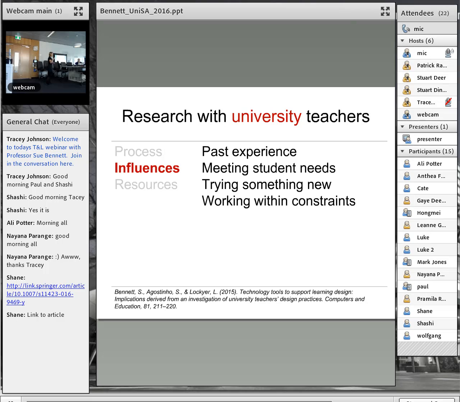Often they wanted to try something new. That was an influence on their design. I want to try something out. I want to experiment a little bit. And always they're working within the constraints. So all of those things are true, but they're still talking about, I've got this type of room that I've booked for this subject, or I'm stuck with this kind of timetabling. Down to, well, I've only got these sets of resources. So those are all of the things that are coming in to influence what university teachers are doing when they're designing.